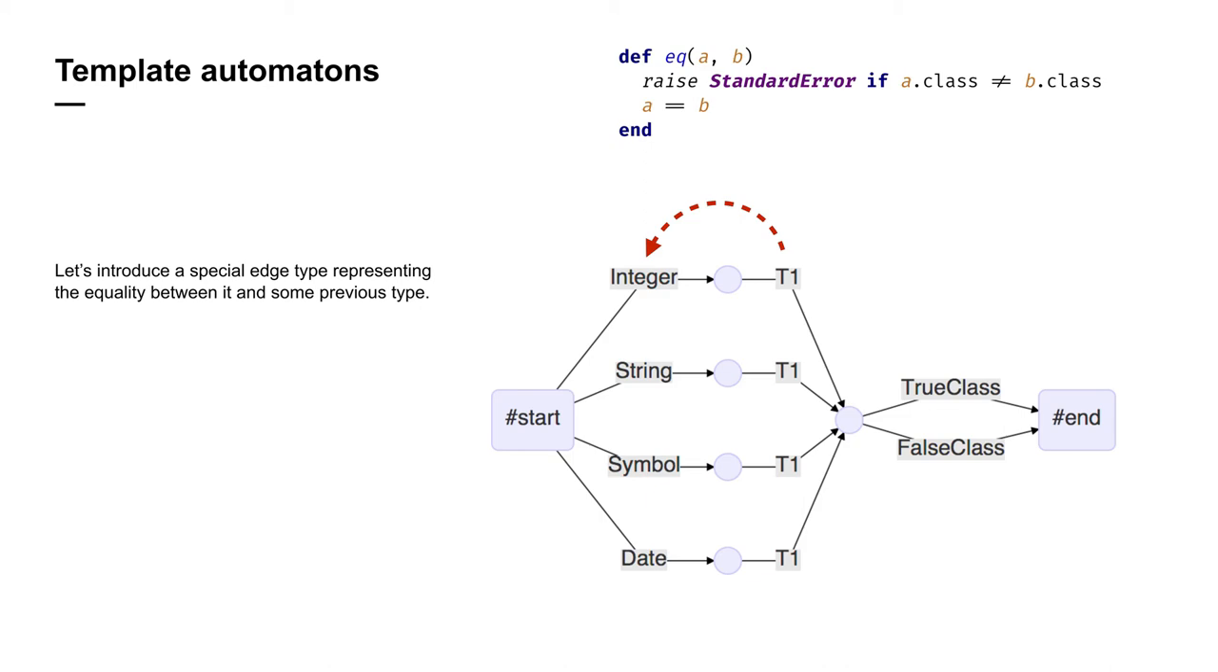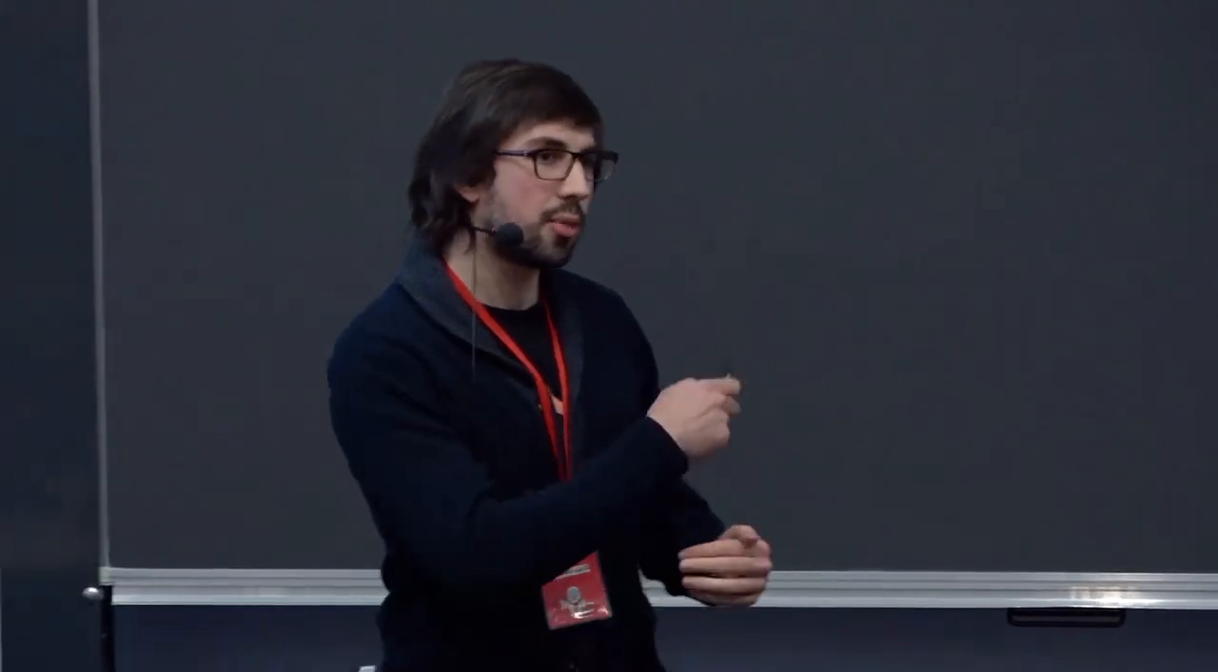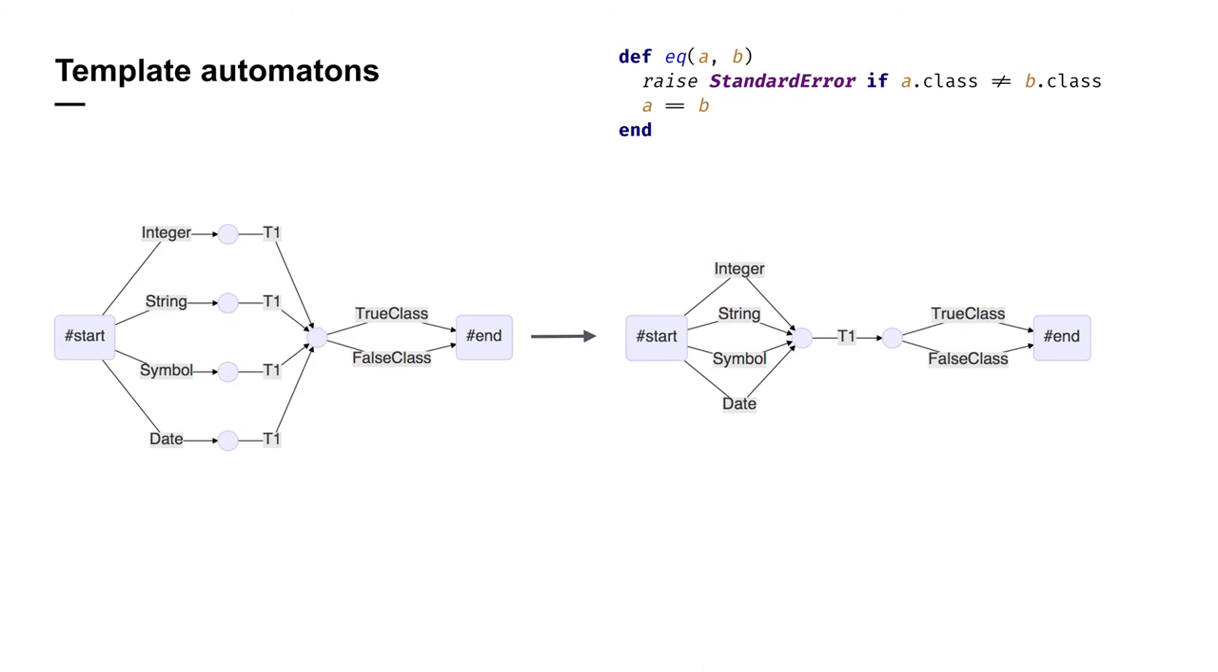After such kind of replacement, we do the same minimization as in the previous algorithm procedure and obtain something like that. I've changed the function here. It just differs in that it returns Boolean instead of T1. So that's a good automaton to work with.